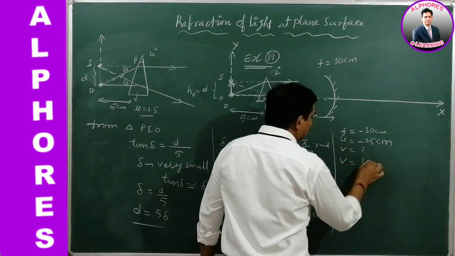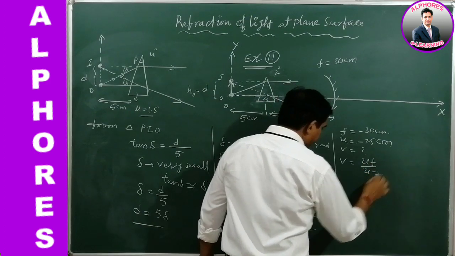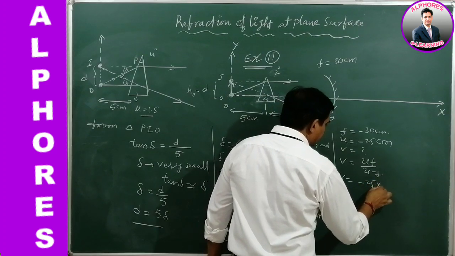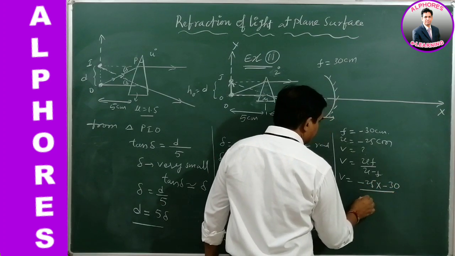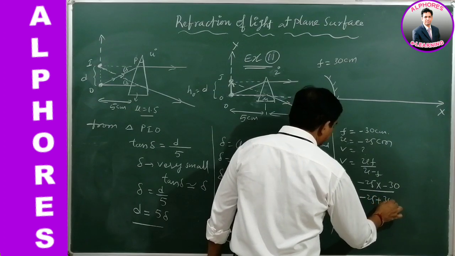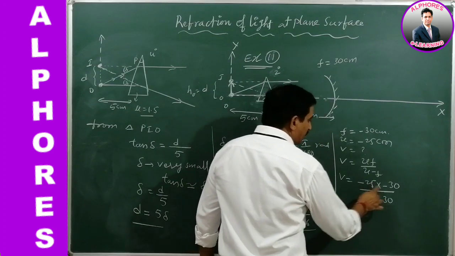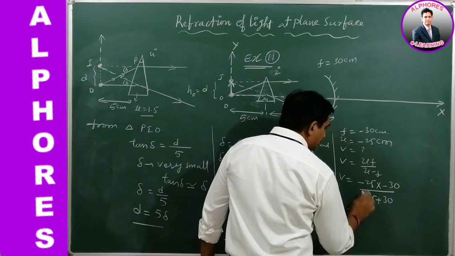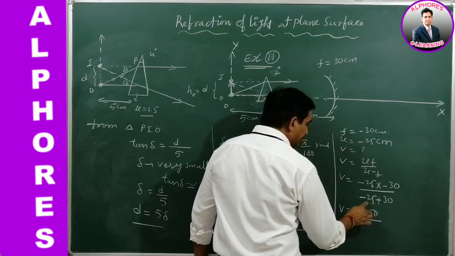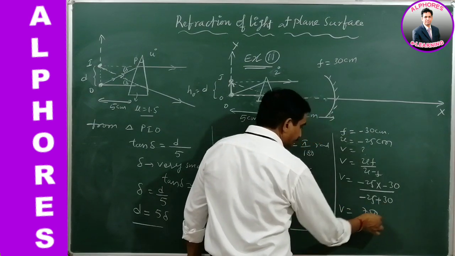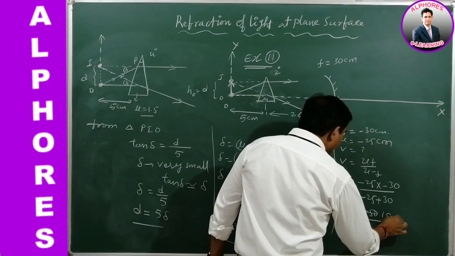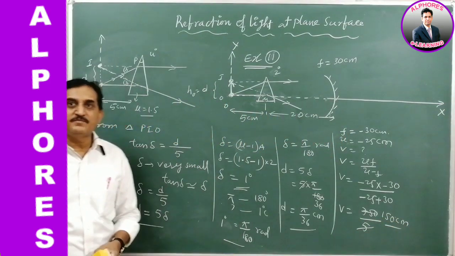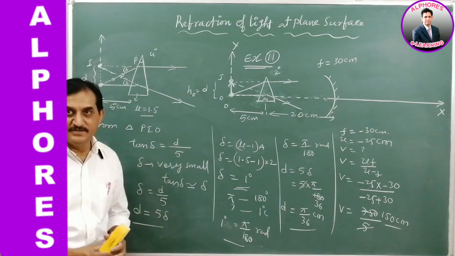So v is equal to u f by u minus f. Therefore v is equal to minus 25 into minus 30 by minus 25 minus, or minus plus, 30, which gives, so how much? 750 by, the remaining is 5, 150 centimeters. So its corresponding image is formed at a distance of 150 centimeters.